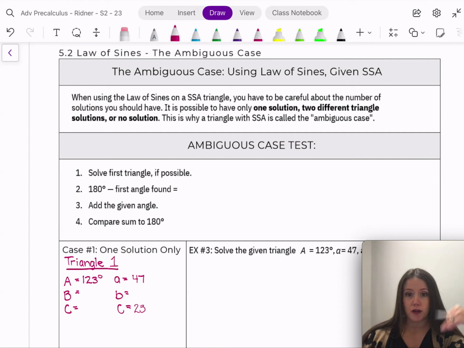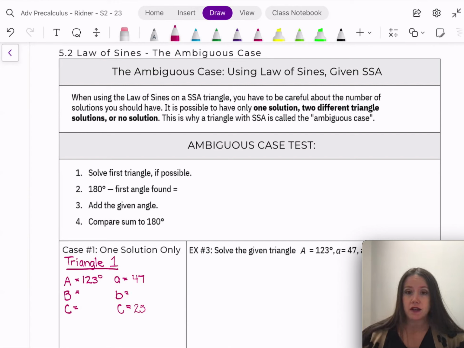Ready for our next section, which is the ambiguous case. If you remember anything from geometry, you remember that you could not prove similar triangles with SSA. Spelled backwards is a bad word, so entertain yourselves with that.